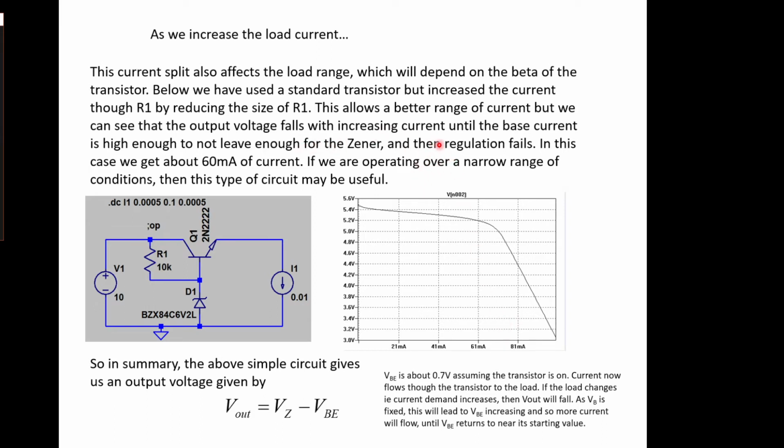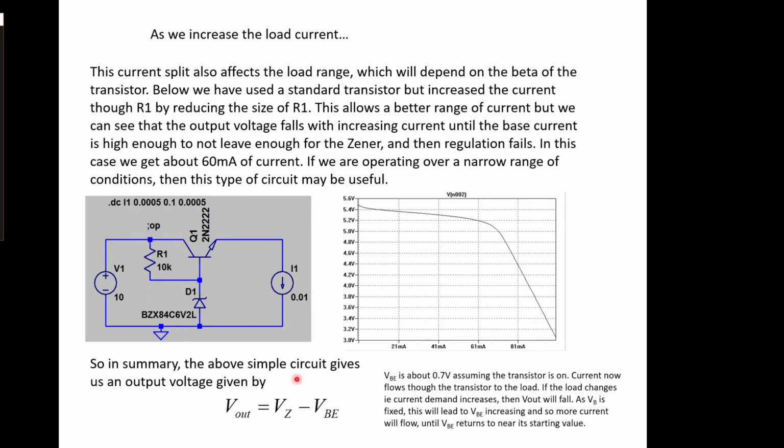And that's happening because we keep demanding more and more current through here, and eventually the base current will exceed the current the Zener wants to keep itself on, and then this starts to fall, and we end up starting to fall off. So under these conditions, for this particular type of transistor, we get about 60 milliamps of current, which isn't great. But if you are operating where this is not changing very much, then designing for that particular operating condition is not a bad idea in many ways.